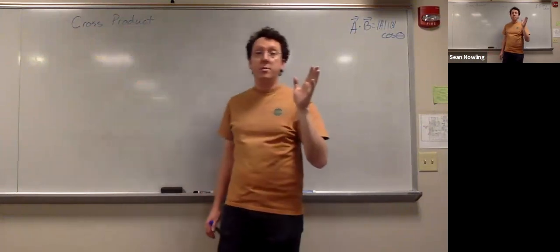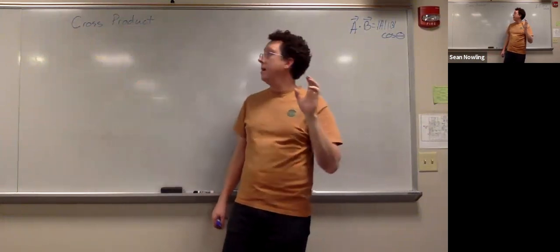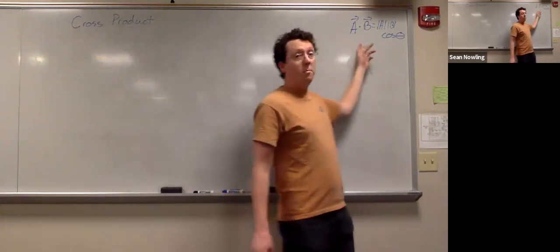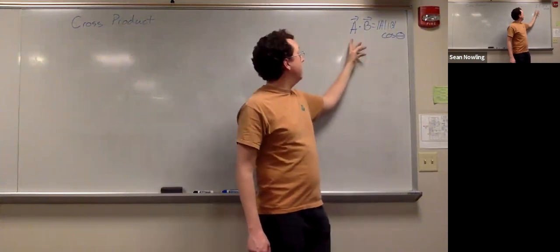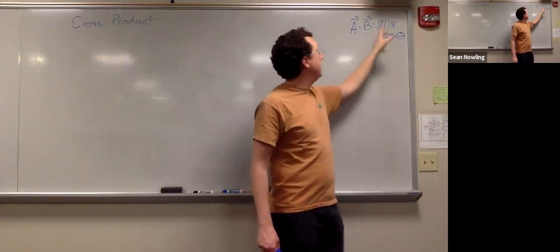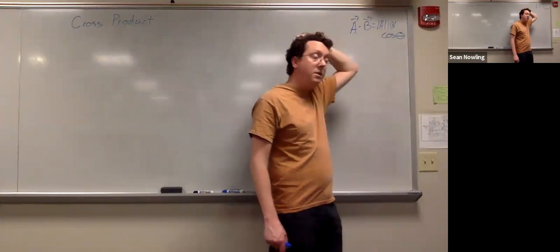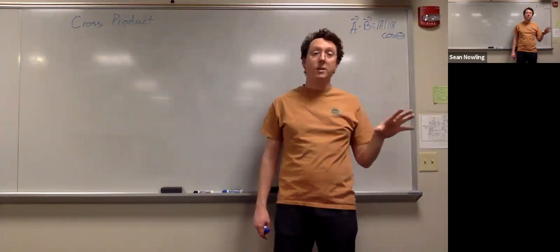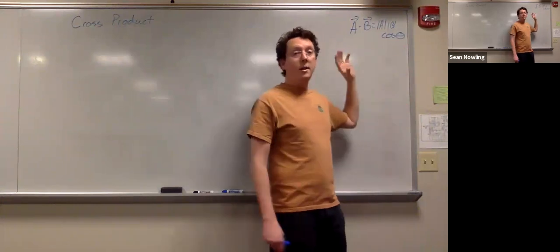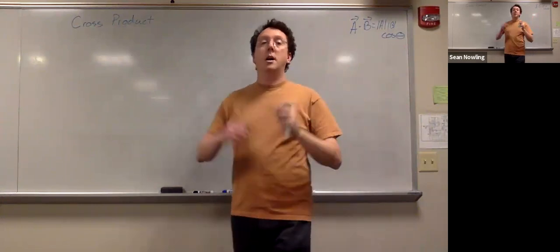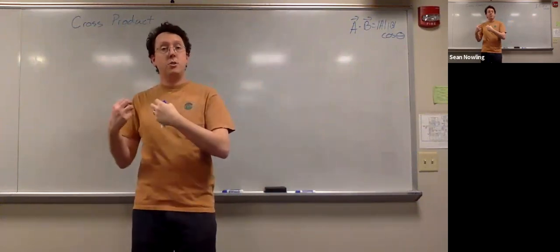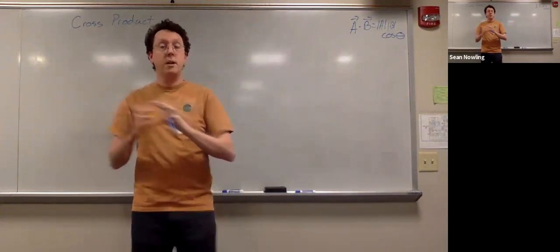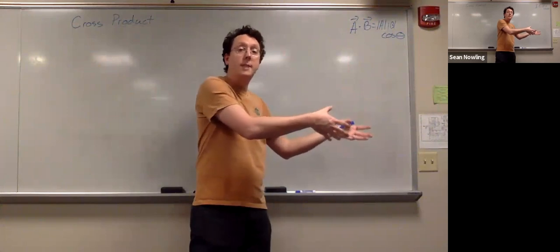Last video, we were talking about dot products. I went ahead and wrote the formula up here. The formula says A dot B is the magnitude of A times the magnitude of B times the cosine of the angle between them. And just remember, a dot product accepts two vectors and produces a scalar.